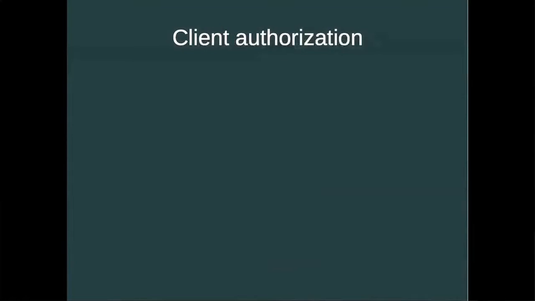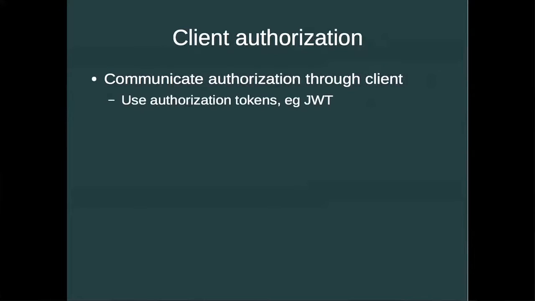So what if we communicate the authorization through the client? But how can that be possible? I mean, it's the client that we want to protect our service from. How could the client just go, hey, I'm allowed to do this, let me do it? Well, the answer is to use authorization tokens, and specifically something like JSON Web Tokens. A JSON Web Token is a bit of JSON that has a signature associated with it. That signature will be signed maybe with a shared secret, maybe with some sort of asymmetric encryption.